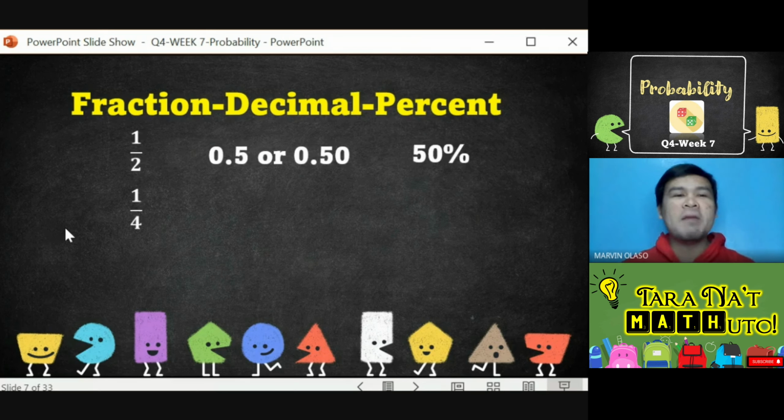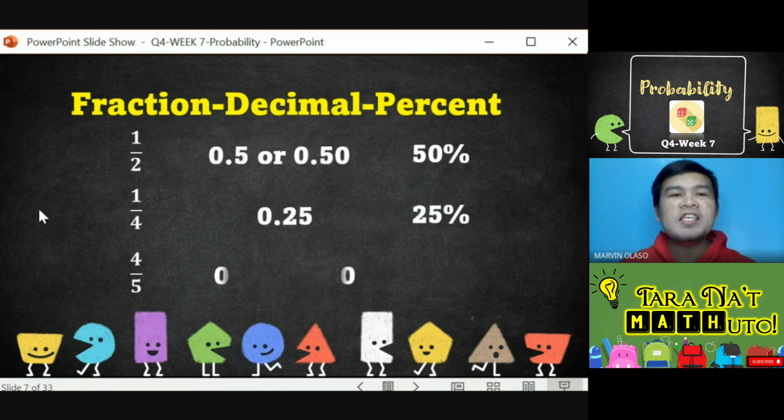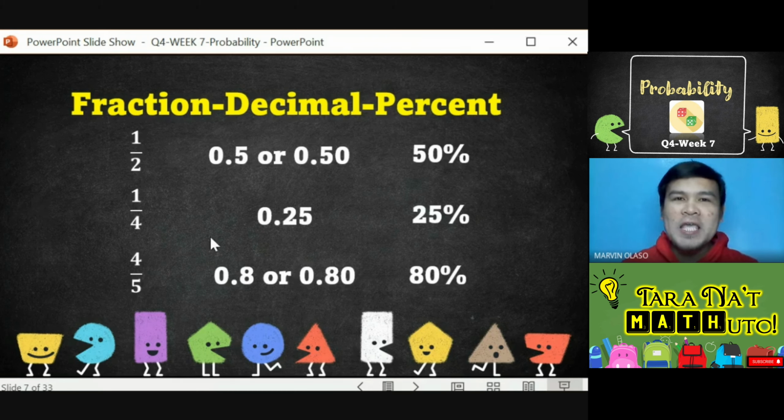Okay? Pag sinabi naman natin 1/4, it is equal to 0.25 or 25 out of 100 or 25 hundredths, which means it is equal to 25%. Pag sinabi natin 4/5, it is equivalent to 0.8 or 8/10 or 0.80 or 80/100, which means it is equal to 80%. Ayan. Sana hindi nyo nakakalimutan kasi may kinalaman yan sa ating aralin.